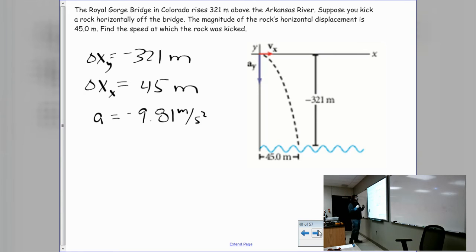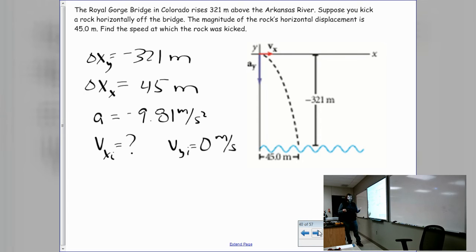Now, what we're looking for is the velocity that it was kicked off the bridge in the x direction. That's what the problem is asking for. But we also know that it was kicked horizontally, so the velocity in the y direction initially is 0 meters per second. That's just something important to know. It will affect our equations a little bit later on, but there was no initial velocity in the y direction. The initial velocity in the x direction is what we're looking for. So I think this is enough information to solve this problem.